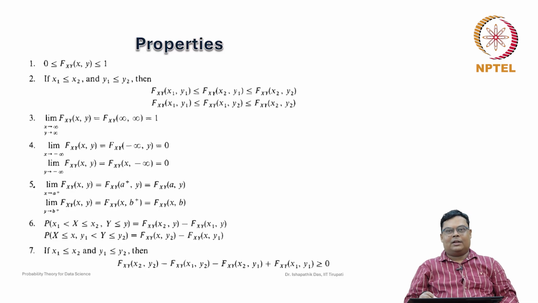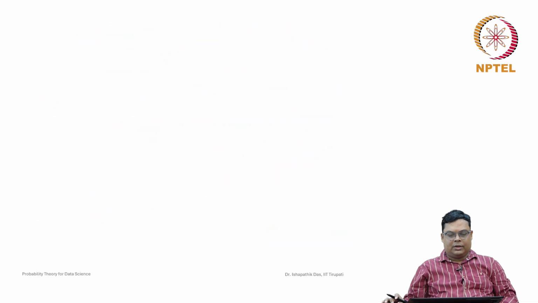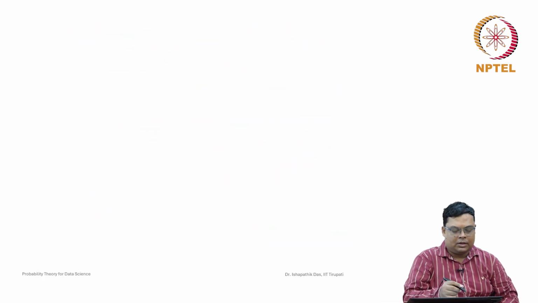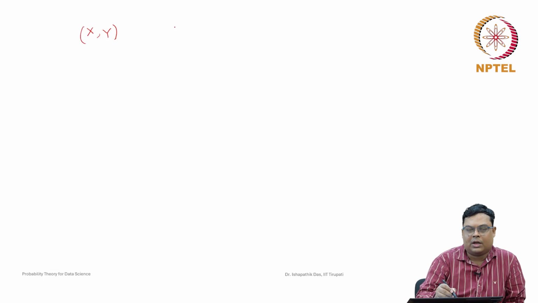We will start the discussion of the properties of the cumulative distribution function. Already we have defined what the cumulative distribution function is, the joint cumulative distribution function of a bivariate random variable. This is for two random variables X and Y, both random variables from a sample space.